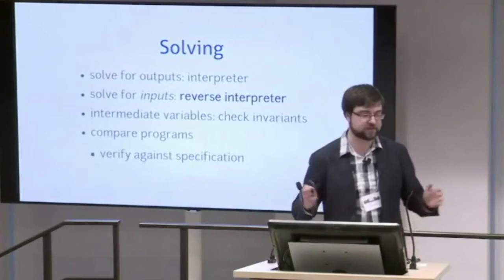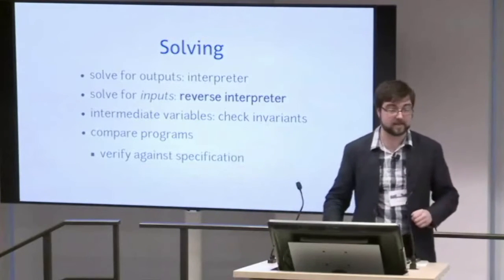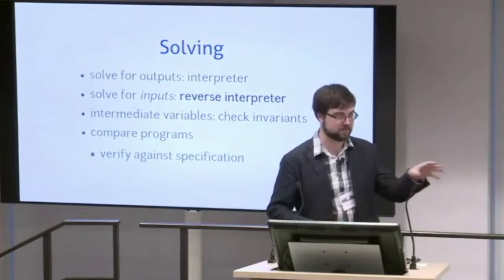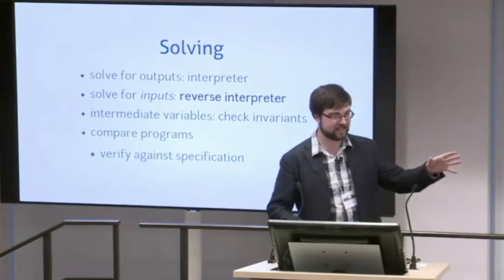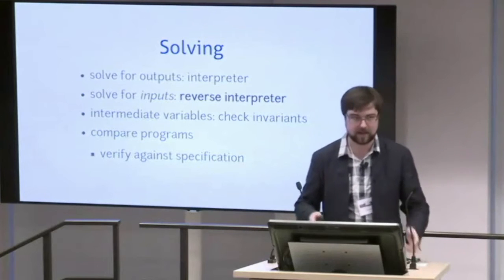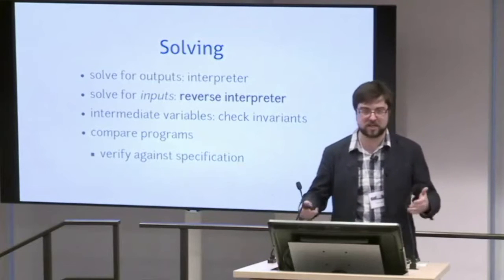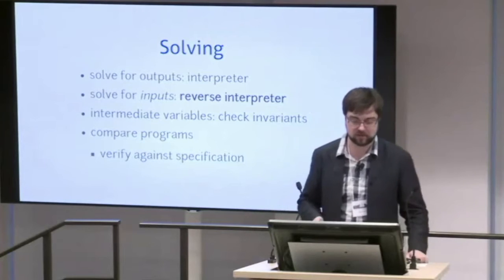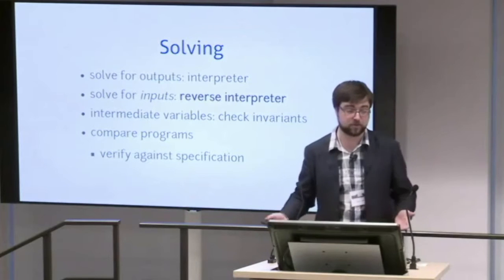Okay, and so we have this formula, and we have our variables that are inputs, intermediate states, and outputs. And the easiest thing we could do is we could fix the inputs and solve for the outputs, which just gives us a normal interpreter. But since this is just a normal logic formula, there's no directionality inherent to it, and we can solve for any set of variables we care about. So if we fix the outputs and solve for the inputs, we get a reverse interpreter.